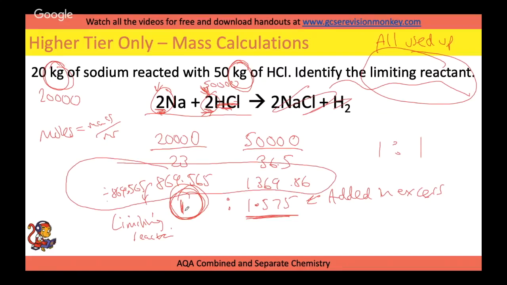And you would say the limiting reactant is sodium because 869.56 moles were all used up. Whereas the hydrochloric acid was added in excess because only 869.565 was needed because the ratio was 1 to 1, and 1,369.86 was actually added. So conclude in a sentence using the moles that you'd worked out here.